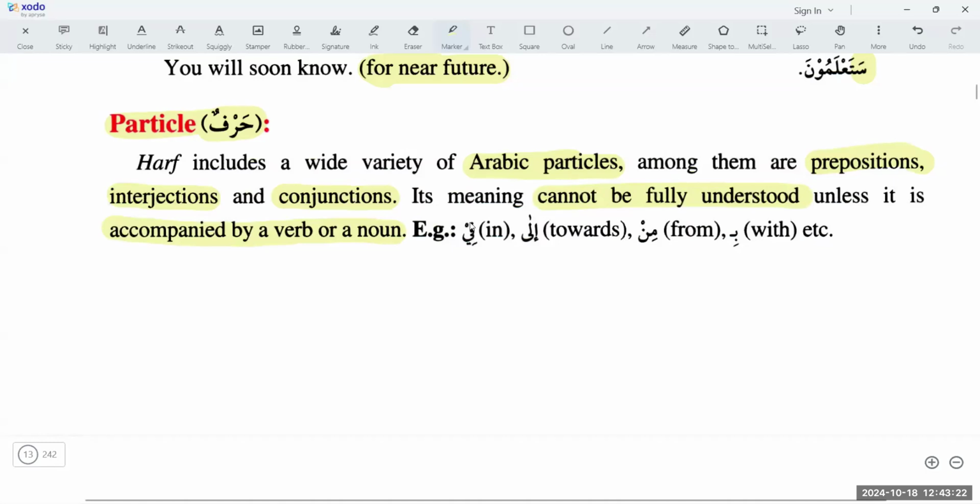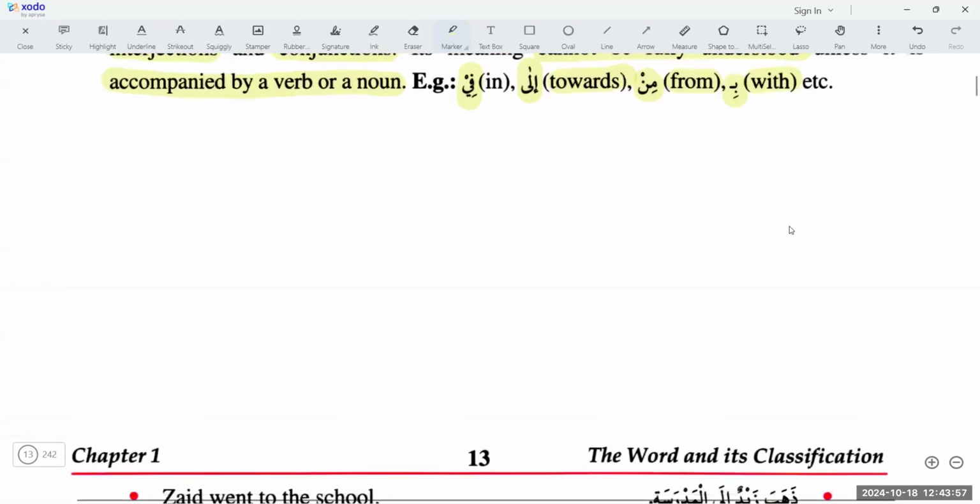So fi is a particle, it means in. Ila is a particle, it means to. Min is also a particle, a preposition, it means from. Bi is also a particle and it means with. We cannot understand the meaning of these particles, these harfs, unless we use them with a noun or with a verb.